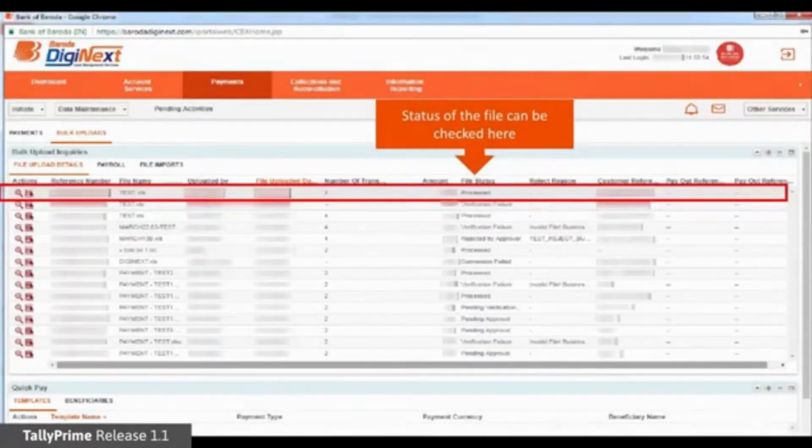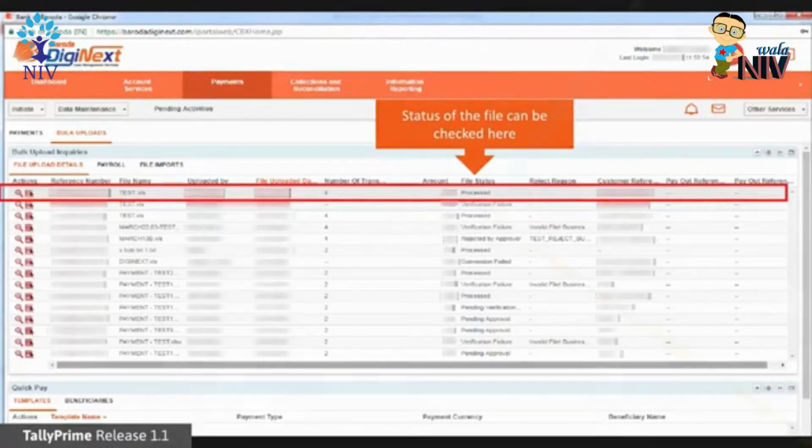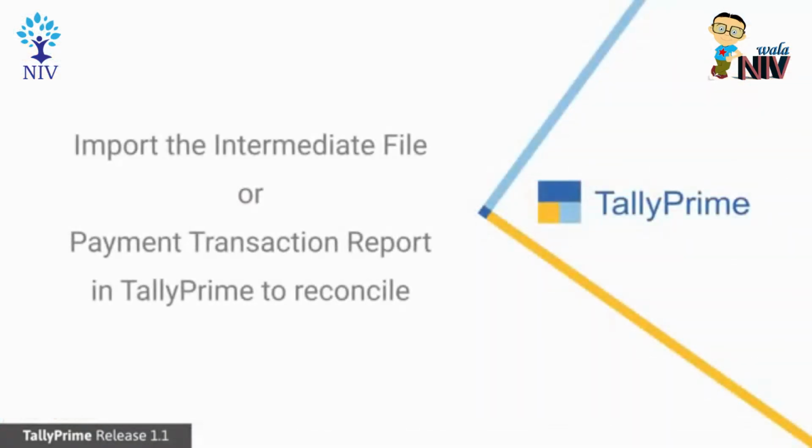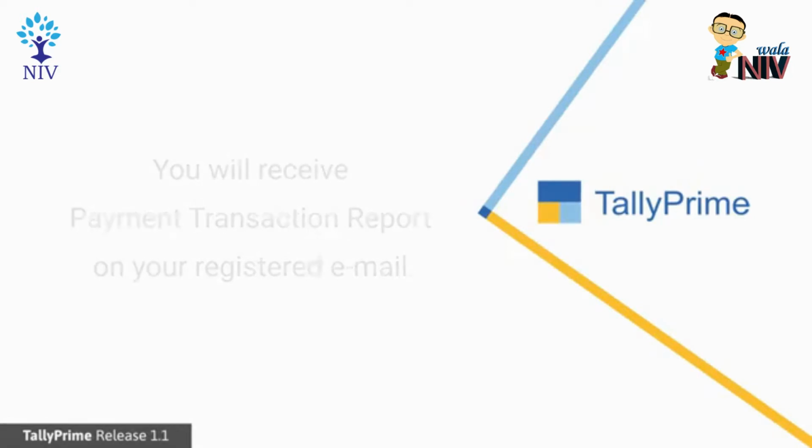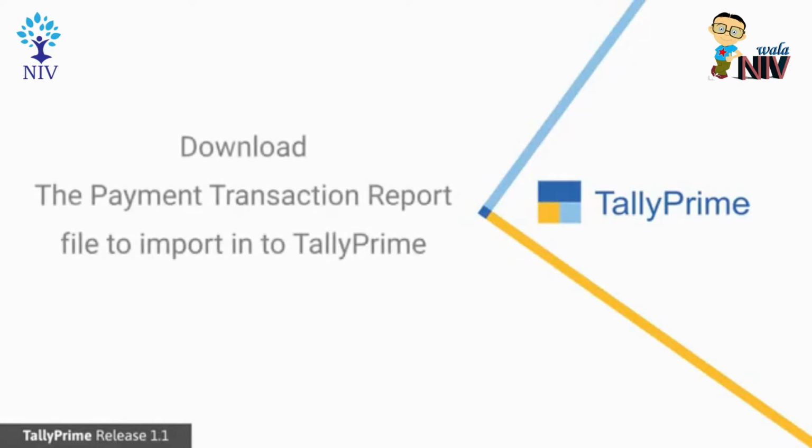The process may vary if there is a verification stage before authorization or there are multiple authorizers on the bank portal. Once the authorization process is completed on the bank portal, in TallyPrime, you can import the intermediate file or payment transaction report as termed in the Bank of Baroda to reconcile the payment. As facilitated by the bank, you will receive the payment transaction report on the registered email ID. Thereafter, you can download the file and import it to TallyPrime.